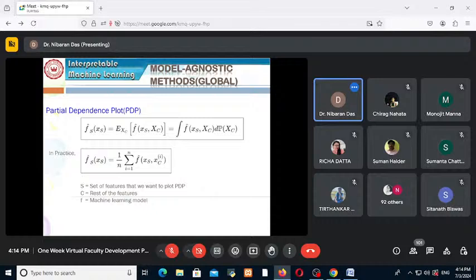So xc is the rest of the features. X is the feature you want to explain, and as this is the best feature, you could say this is primarily responsible for making the decision. And this could be represented in practice. This Sxs is 1 by n. So this is a summation, this expectation. Instead of integration, we use this formula to get the corresponding partial dependency plot.